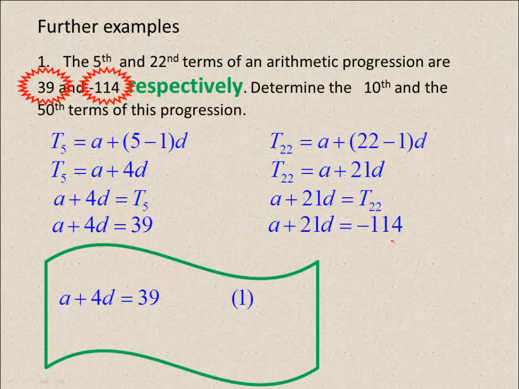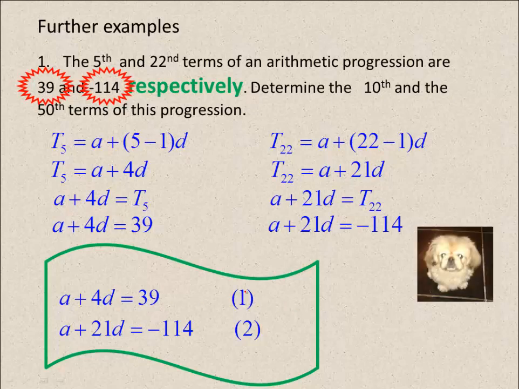Now what do I have, guys? I have A plus 4D, which is equal to 39, which is equation number 1. I've got A plus 21D, which is equal to minus 114. And this now, guys, is equal to equation number 2. And immediately, guys, I have simultaneous equations. I don't mind any which way that you solve it, provided that you get the correct answer. Now let's go with simultaneous equations to solve for A, which is the first term, to solve for D, which is the common difference.